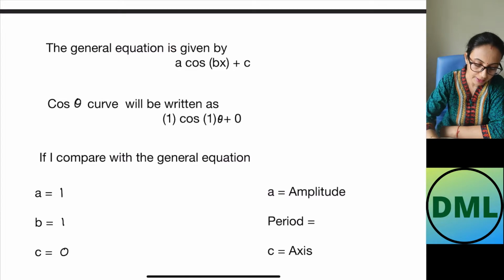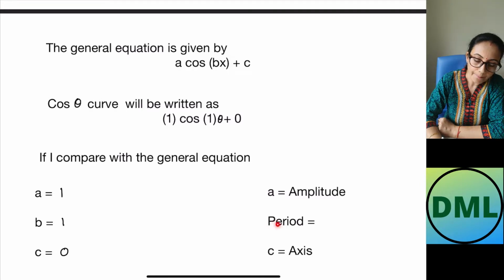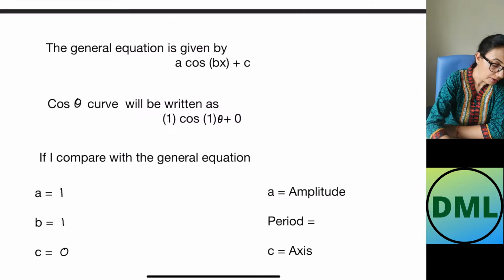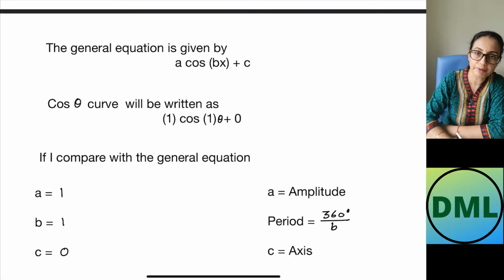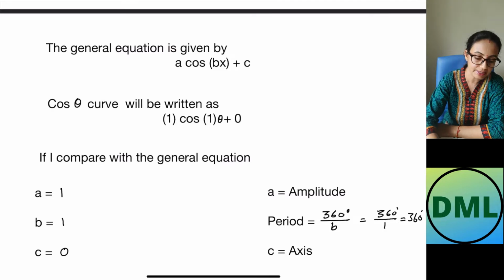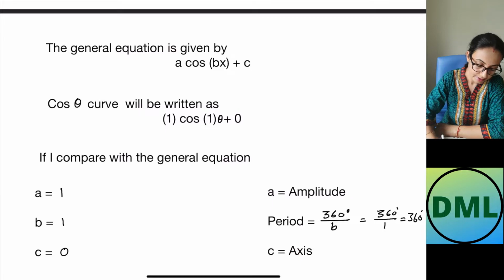What is a? A is your amplitude. Amplitude means your graph goes how many units above the axis and how many units below the axis. Then our period. We know that the period of the cos graph is 360 degree. If we have to figure out the period, it will be equal to 360 degree over the value of b. Here the value for b is 1. So if you substitute here, it will be 360 degree over 1, which is equal to 360 degree. That means my one cycle completes in 360 degree. C is your axis.